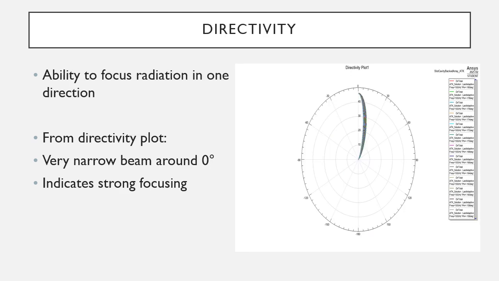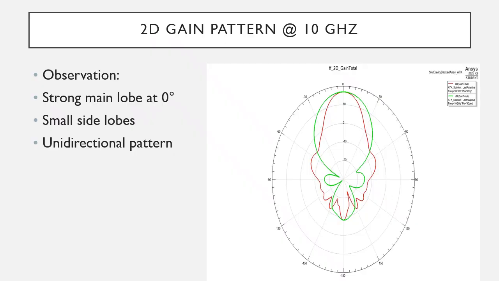Directivity indicates how focused the radiation is. The narrow beam around 0 degrees shows that energy is concentrated in one direction. At 10 GHz, the 2D pattern shows a strong main lobe at 0 degrees and very small side lobes. This confirms proper array operation at the design frequency.